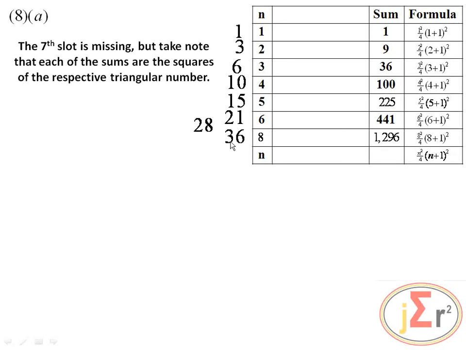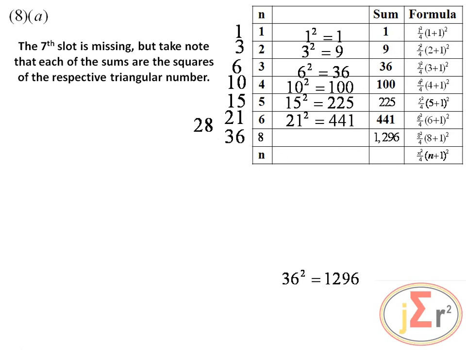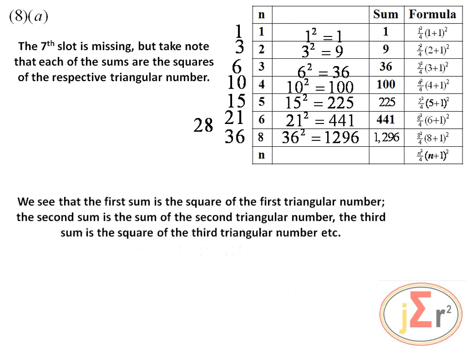And then we see that we have the 7th one missing, and then we have 8. But in the sum column, we have the square of the associated triangular number. We see that the first sum is the square of the first triangular number. The second sum is the square of the second triangular number. The third sum is the square of the third triangular number.